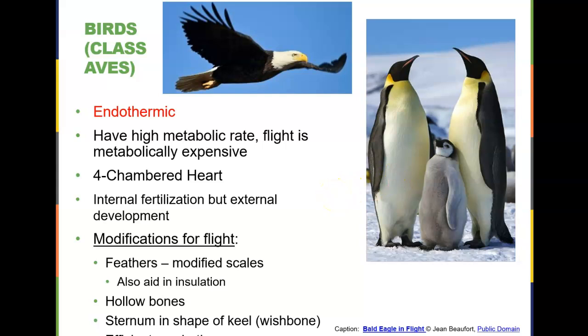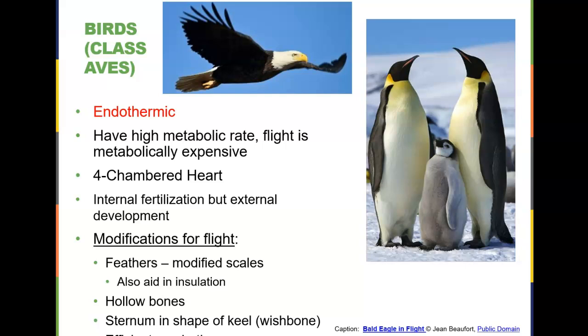As we move on to our next class, this is class Aves, or the birds. Now here we move on to a group of species that are endothermic. Everybody before this has been ectothermic or exothermic, meaning that they will adjust their body temperature to the ambient, the outside temperature. But for the birds, they are endothermic. They need to maintain their body temperature regardless of what the environmental temperature is. Therefore, they have a very high metabolic rate.